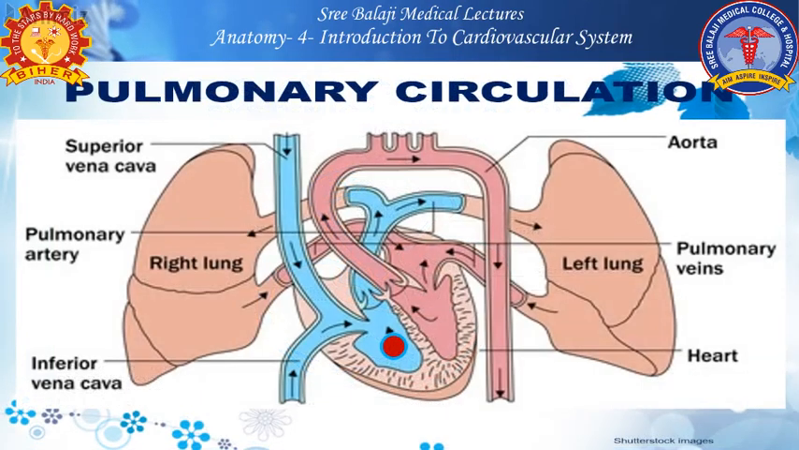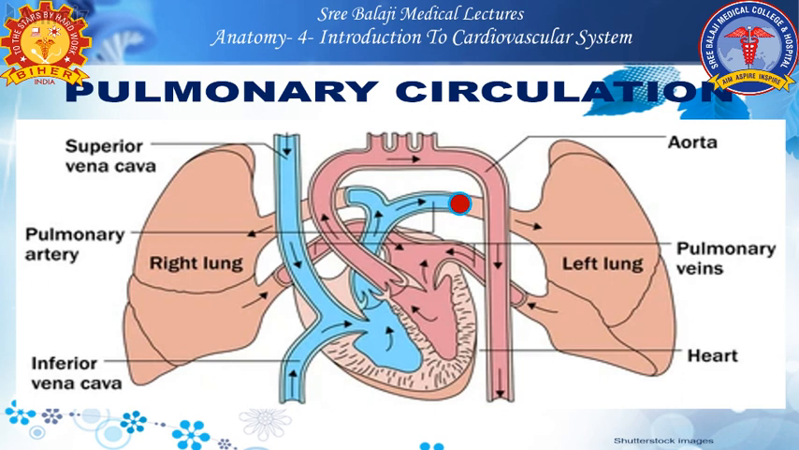Pulmonary circulation: from the right ventricle, it is going to both the lungs via the pulmonary artery. It gets oxygenated and then comes back to the left atrium via the pulmonary veins.